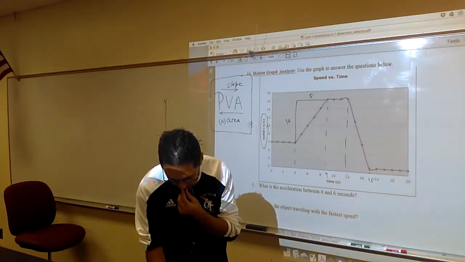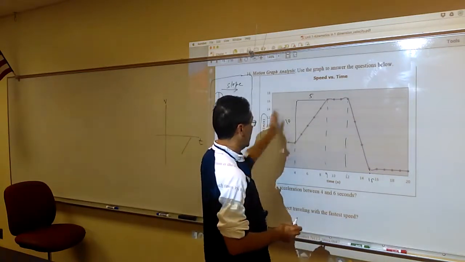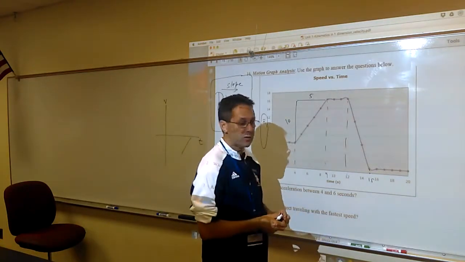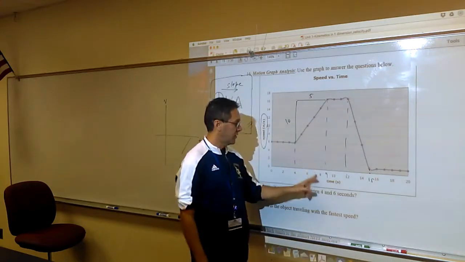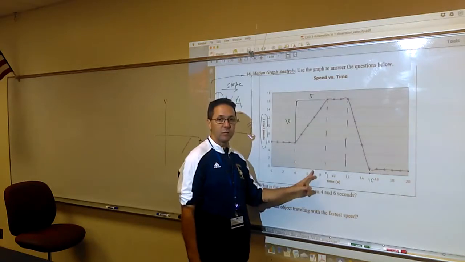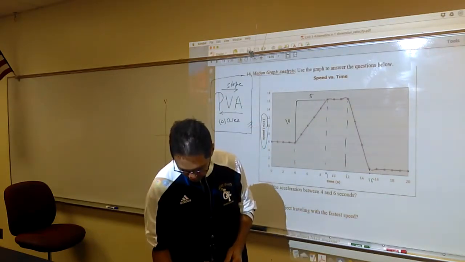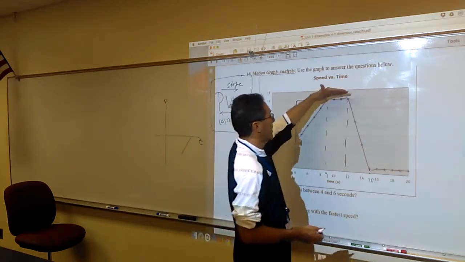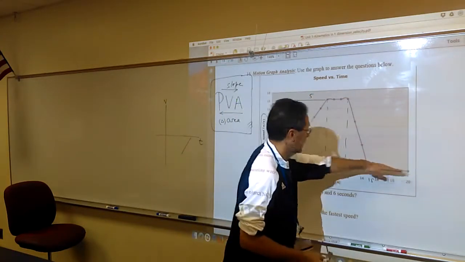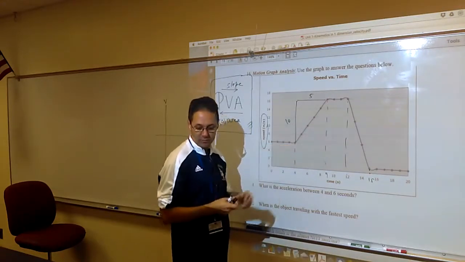At what time is the object not moving? Well, it seems to be that the object is always moving. It will not be moving if it cuts the time axis. In other words, that's where the velocity would be 0. But it's always moving. And a lot of people will say, well, it's not moving up here, down there, and down there. That would be true if this were a position time graph.